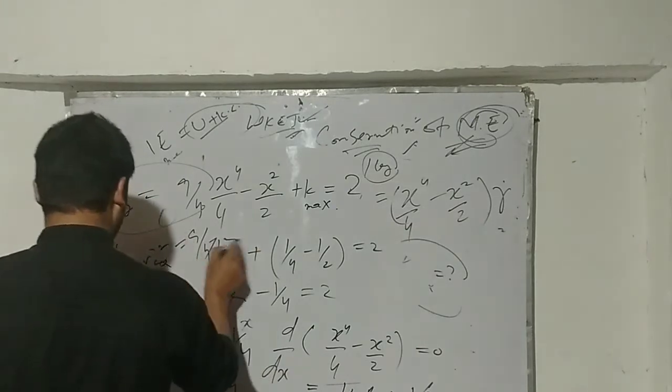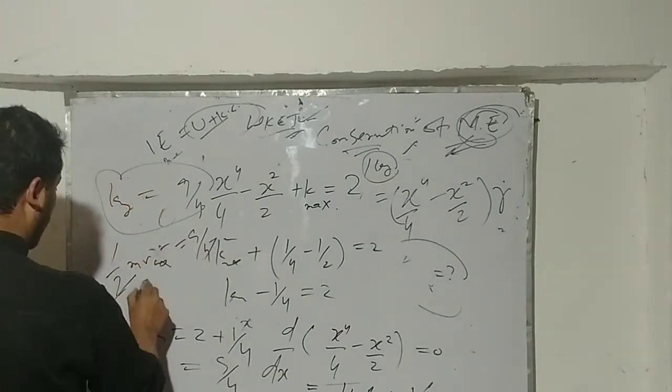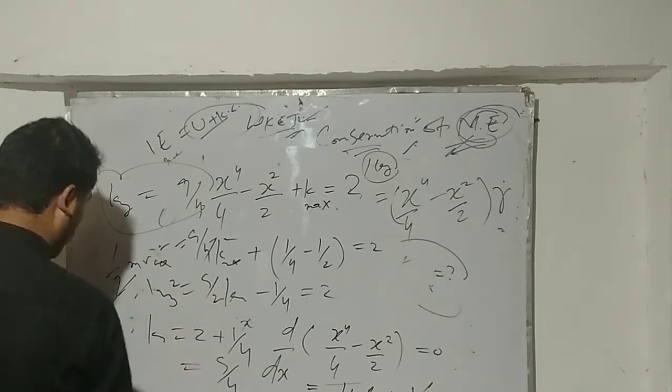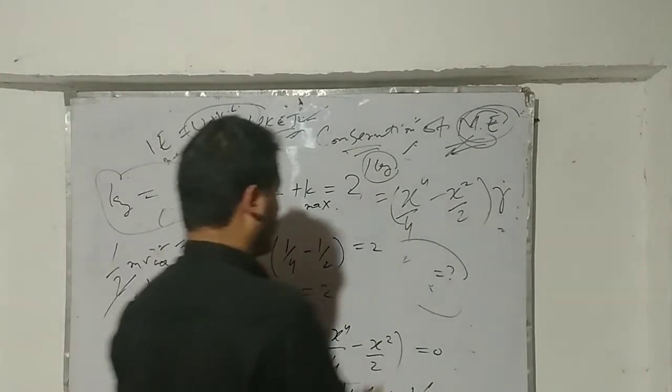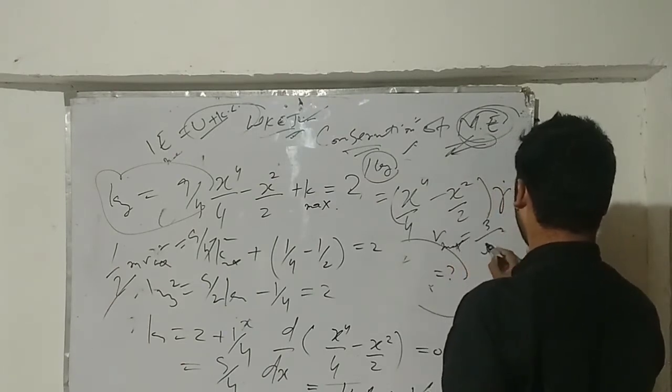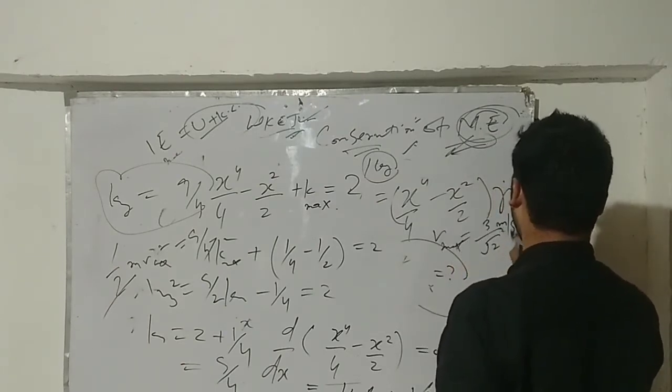This 2 will go with this. Hope you are getting it. This is 1 here, it's V max square, it's 9 by 2. So my V max will simply be 3 by root of 2 meter per second.